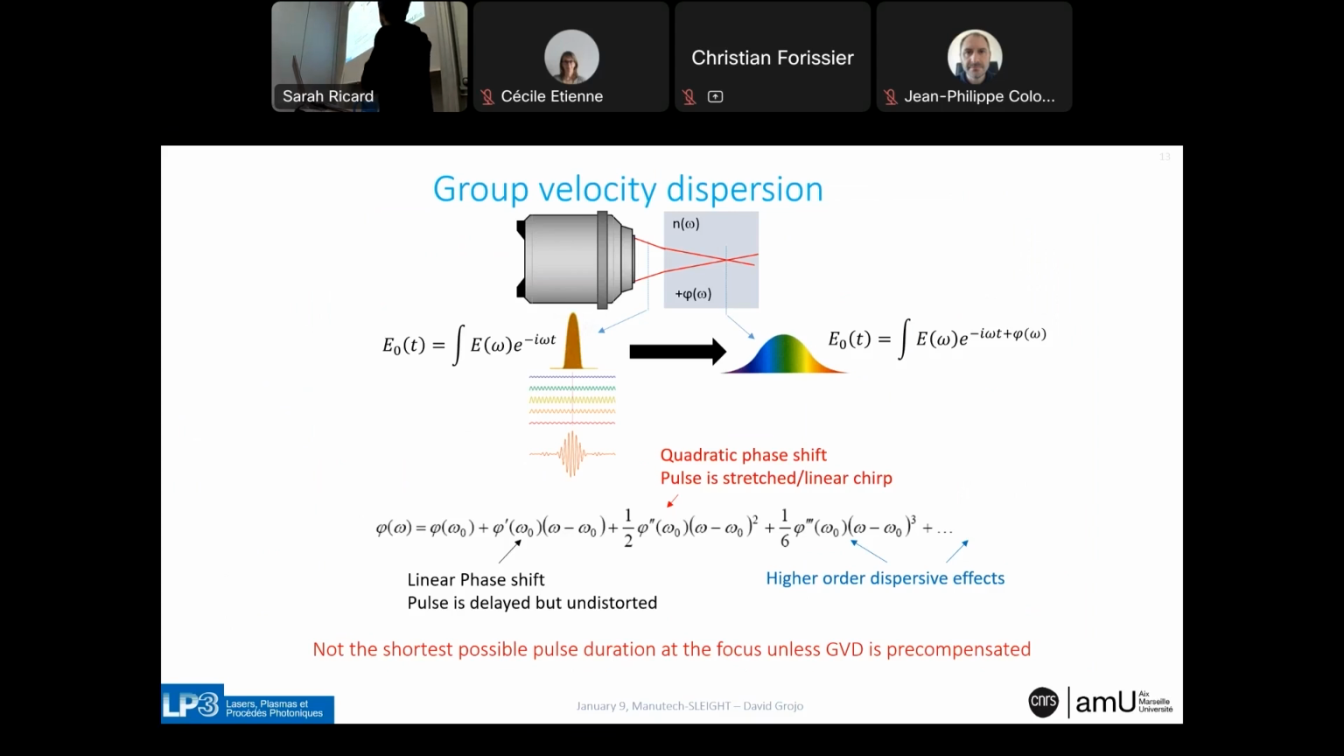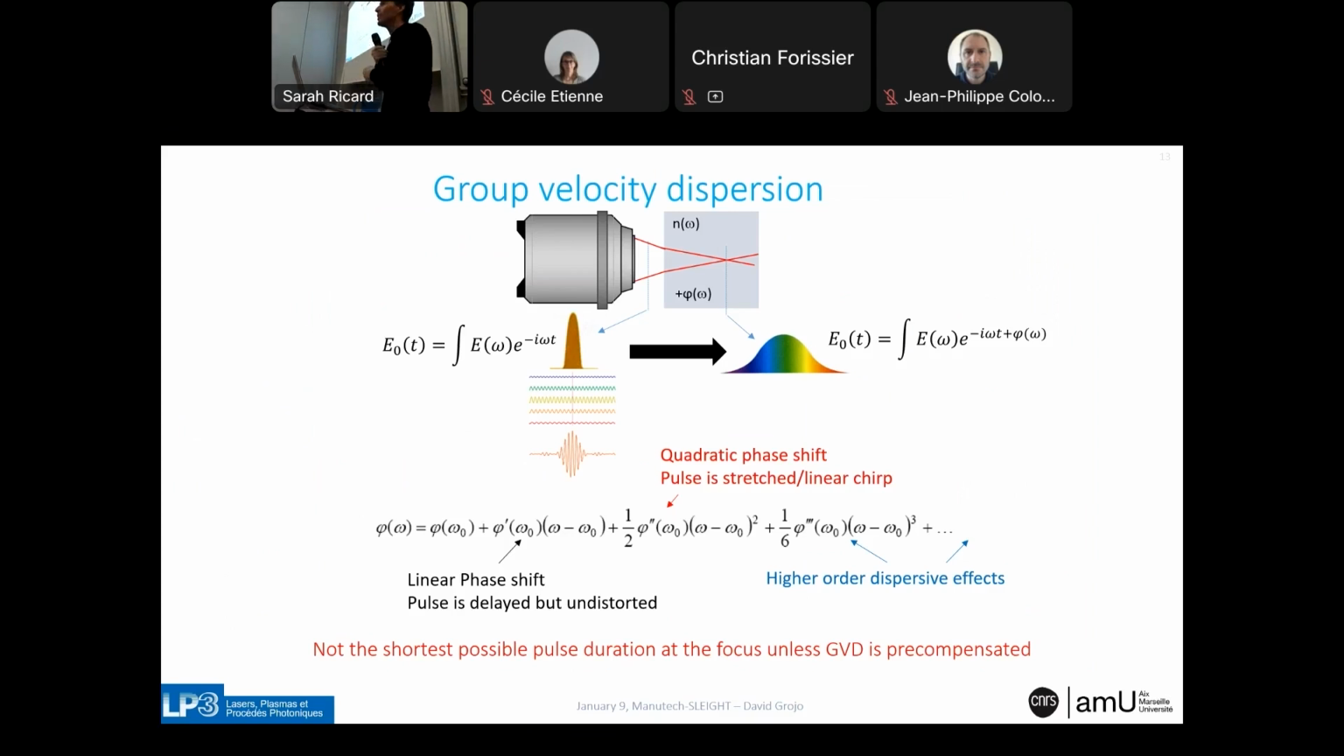This phase term, if you write it in terms of Taylor expansion, you will find a constant, which is not doing anything in terms of pulse shape. A linear term, a linear phase shift, actually describes the delay of the pulse inside the material, but is not modifying the pulse shape.